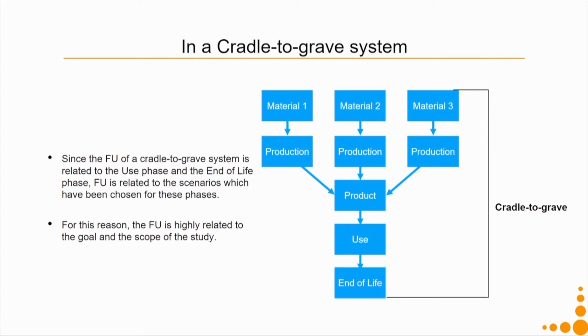Since the functional unit of a cradle to grave system is related to the use phase, in cradle to grave we have the use phase. My functional unit is connected to the use phase because that is what the functionality is supposed to be of that particular system, and it is also connected to the end of life phase. So functional unit is related to the scenarios which have been chosen for these phases. We can choose different scenarios, and in each of those scenarios we will have a different functional unit. For this reason, functional unit is highly related to the goal and scope of the study.